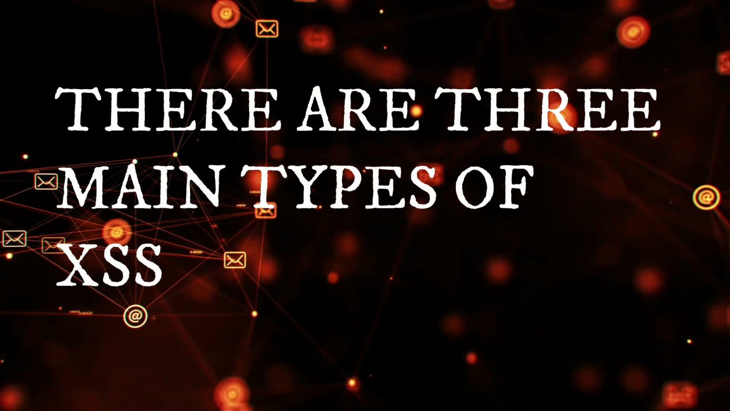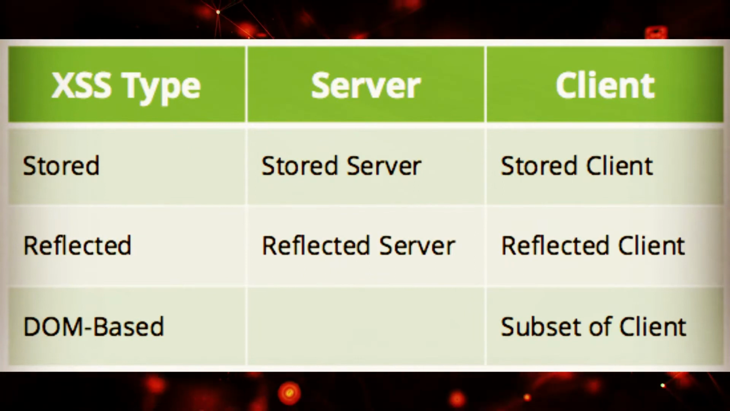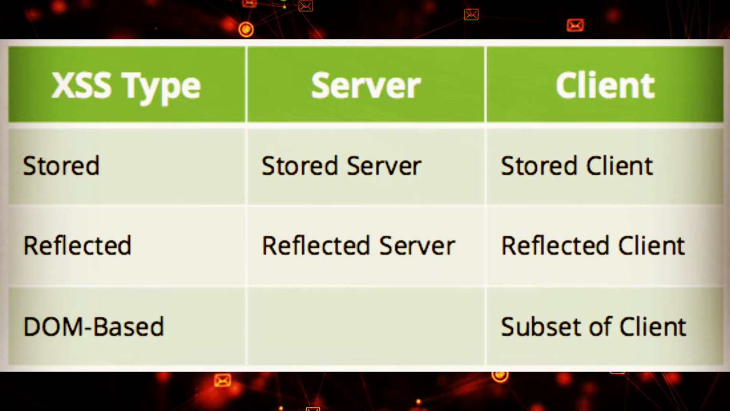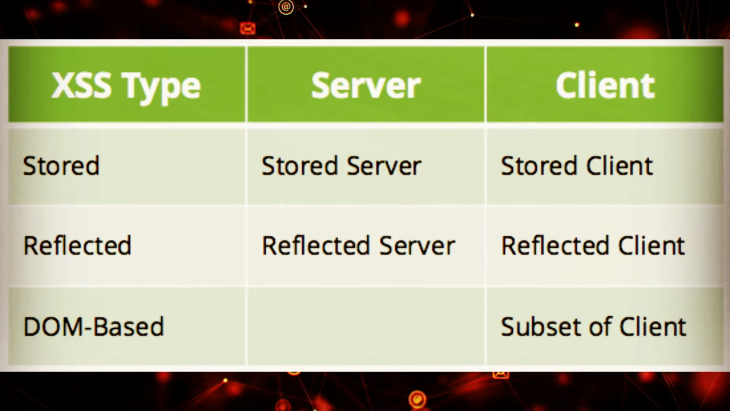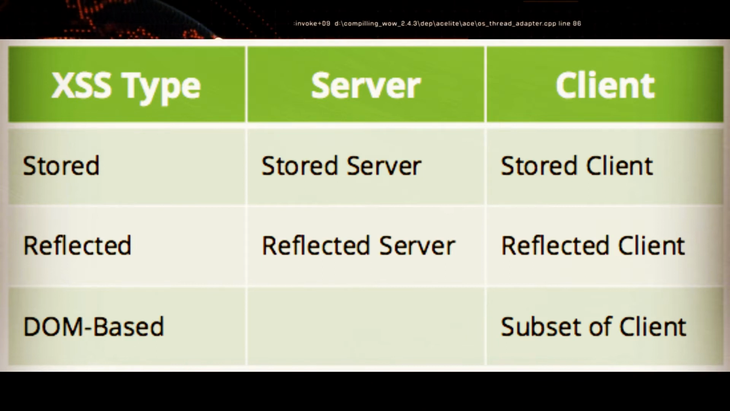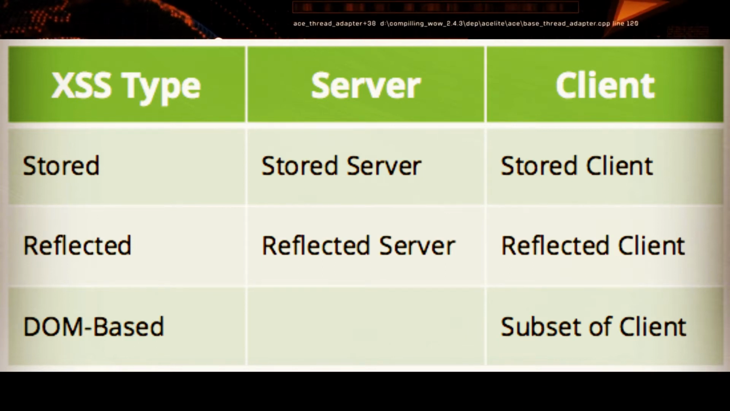There are three main types of XSS attacks. These are reflected XSS, where the malicious script comes from the current HTTP request; stored XSS, where the malicious script comes from the website's database; and DOM-based XSS, where the vulnerability exists in client-side code rather than server-side code.